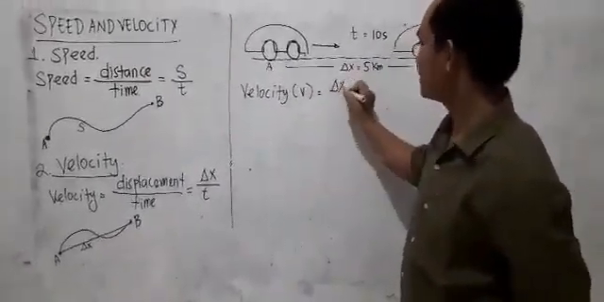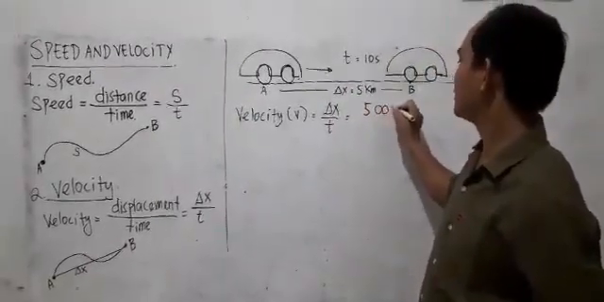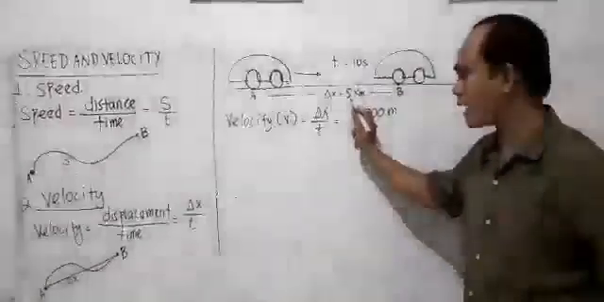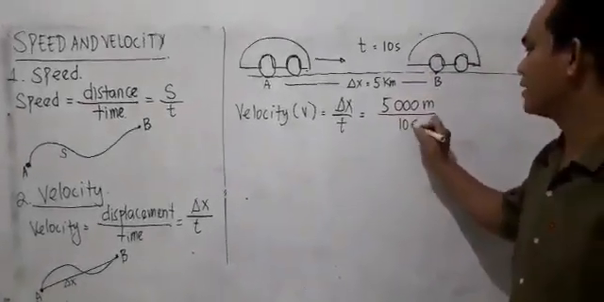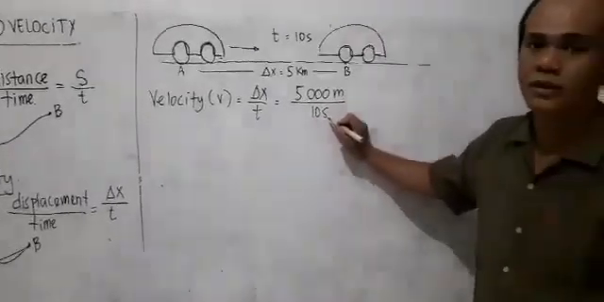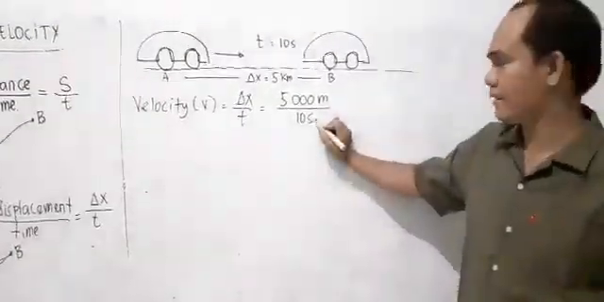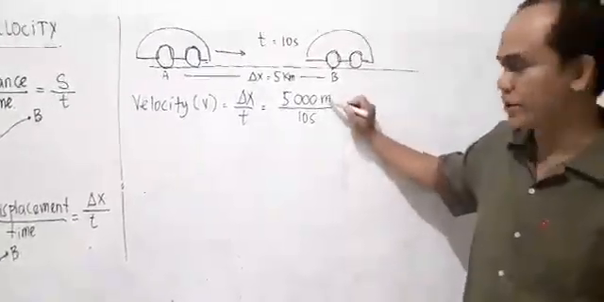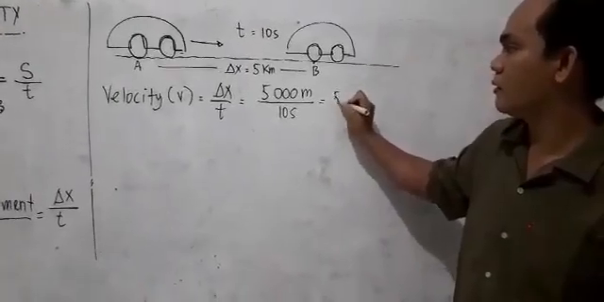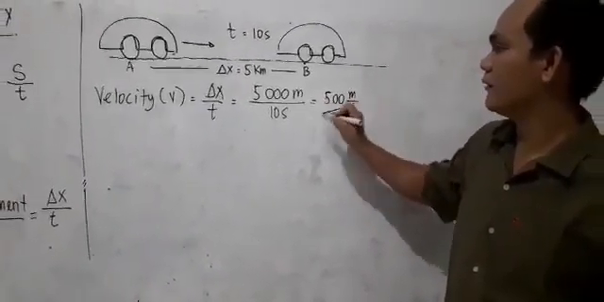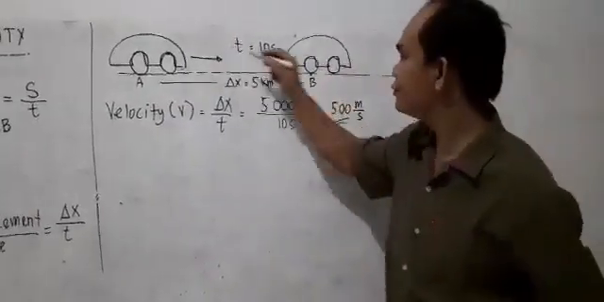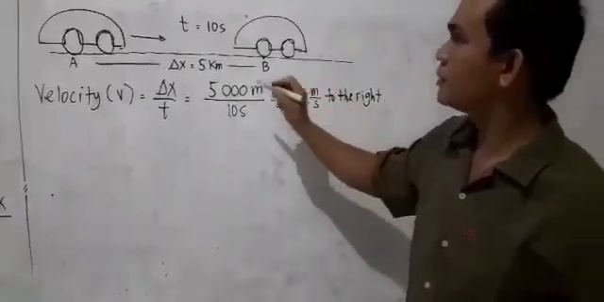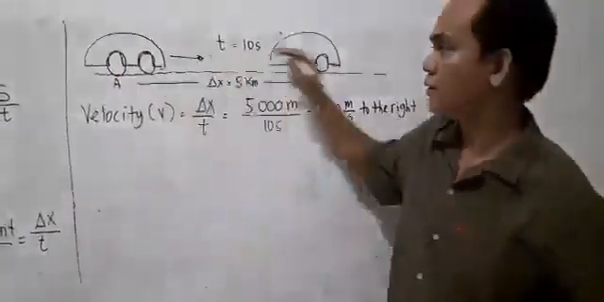It is equal to delta x divided by time, which is 5,000 meters. Kilometers to meters is multiplied by 1,000, so 1,000 times 5 is 5,000, divided by 10 seconds. The international unit of length is meters and the international unit of time is second, so we have to convert kilometers to meters first. So 5,000 divided by 10 is 500 meters per second. So the velocity of the car is 500 meters per second to the right, for example, because the car travels from the left to the right side.